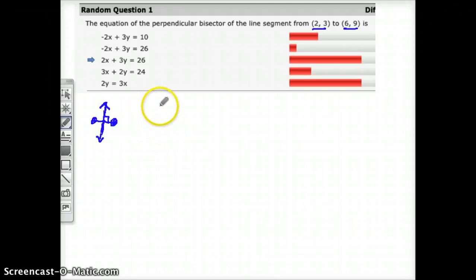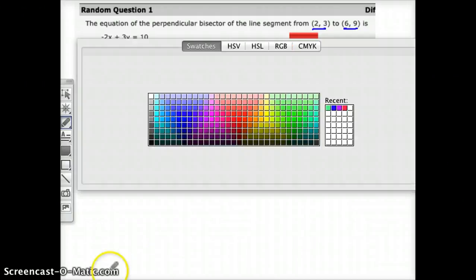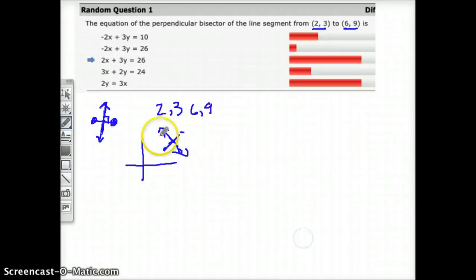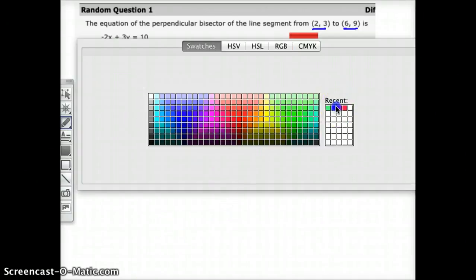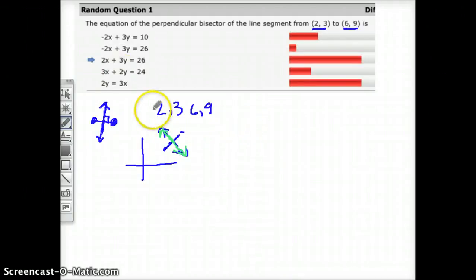So there's a line segment, and my ordered pairs are (2, 3) and (6, 9). Now let's just use a little common sense here. (2, 3) is about here, (6, 9) is about there. So these are my points that I'm going to make my perpendicular bisector, right? Now what I want to know is the equation of this green line. That's what I need to do. So let's do that. Well, first of all, we know that we need to find the midpoint between these two points. Remember your midpoint formula.